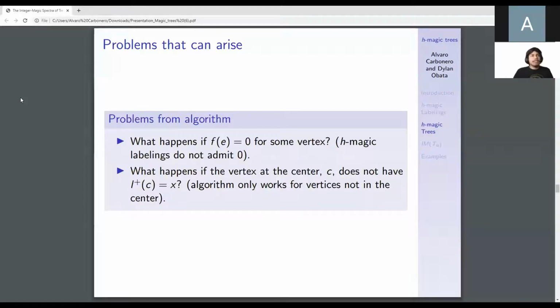But that's not possible because we cannot assign a 0 to an edge in an H-magic labeling. Otherwise, the solutions would be trivial. So then we have to watch out for this problem. The second problem is a little bit deeper, and we will see it more in an example, but it's basically what happens if the labeling of the center, because we're talking about trees of even diameter, so we have a single center, what happens if that center doesn't get the constant labeling too?